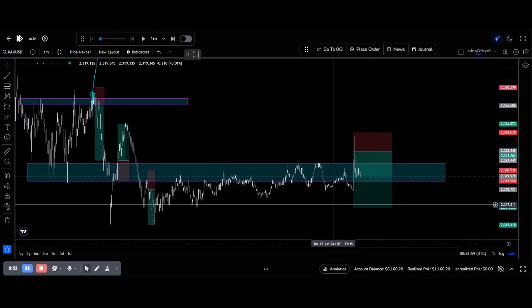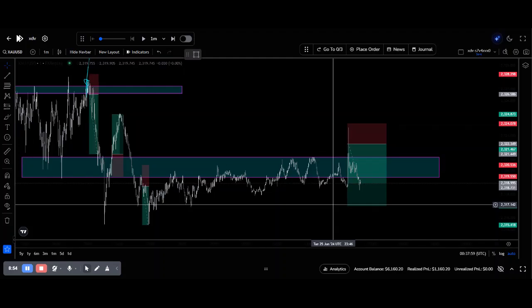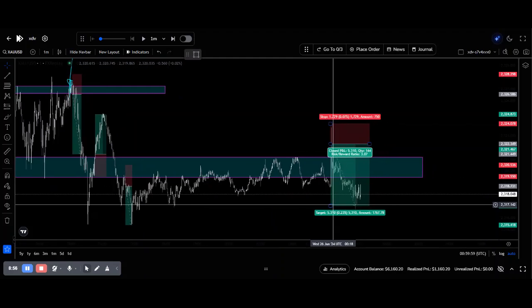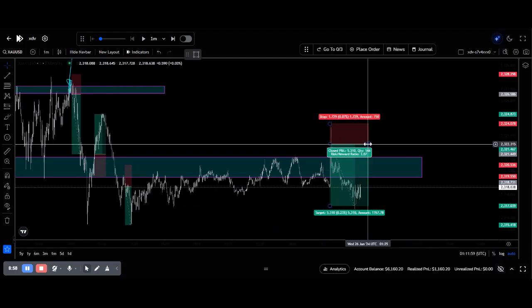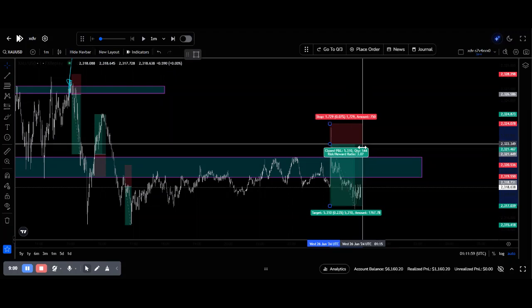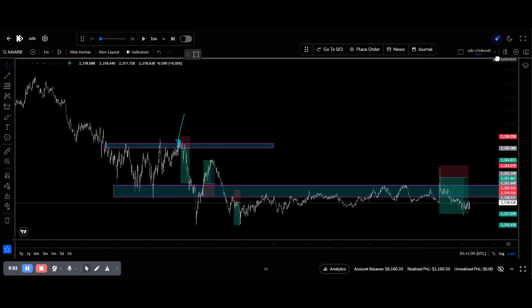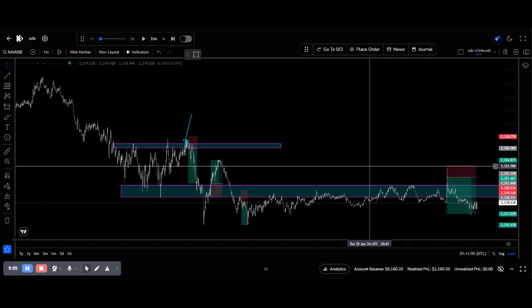Yeah. Now this was a breakout failure, so there we go. TP liquidity very important, very important. Now, what is liquidity? It is just the sell stop and buy stop orders only.